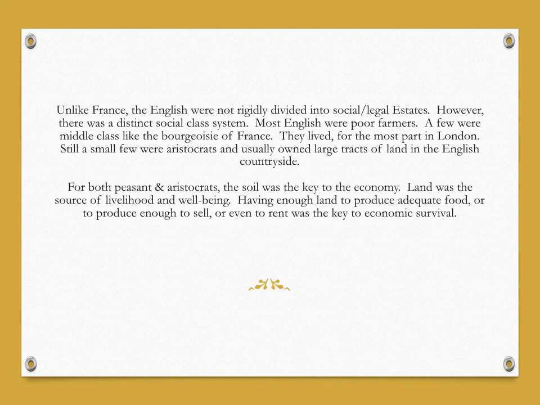For both peasants and aristocrats, the soil was the key economy, primary economy. Make our living off the land. Land was the source of livelihood and well-being. Having enough land to produce adequate food or to produce enough to sell or even rent was the key to economic survival. What's it called when you farm to eat? Subsistence agriculture. I hope you are answering me when I ask you questions.